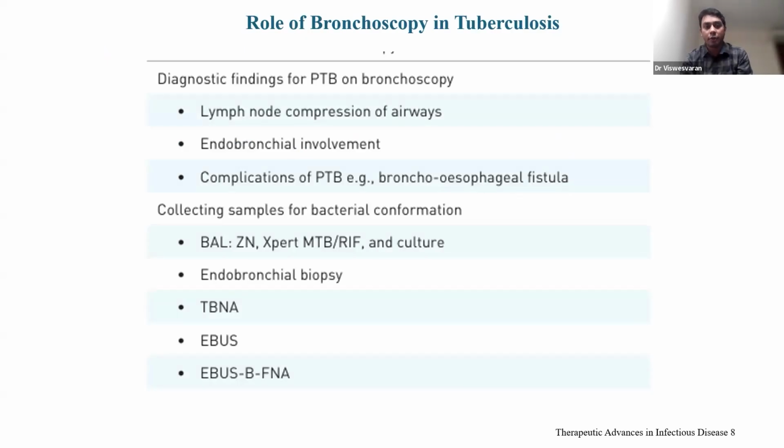It can be used for diagnosis, where you look for lymph node compression of the airways, endobronchial TB, and complications associated with tuberculosis, like bronchoesophageal fistula. It also confirms the presence of drug sensitive or drug resistant tuberculosis with the help of BAL, where you send it for GeneXpert and cultures. Sometimes, if you see an endoluminal lesion, you take a biopsy. In centers where you don't have an EBUS, you can still do a TBNA from these lymph nodes to confirm mediastinal lymph node tuberculosis, as well as EBUS and EBUS-FNA.